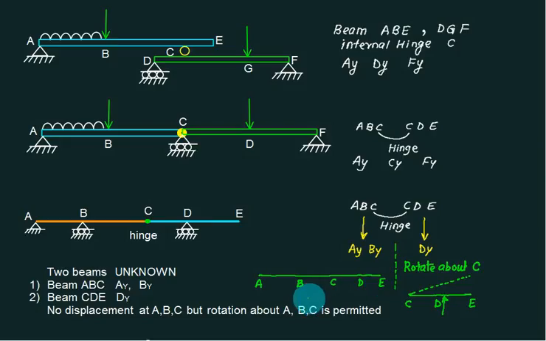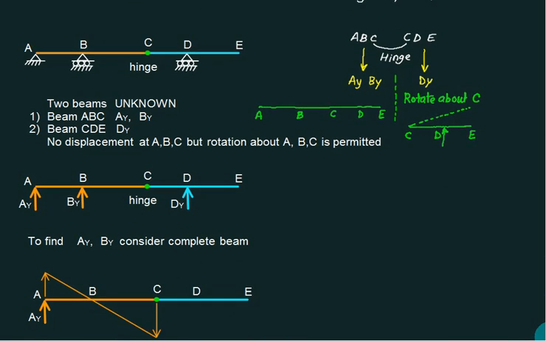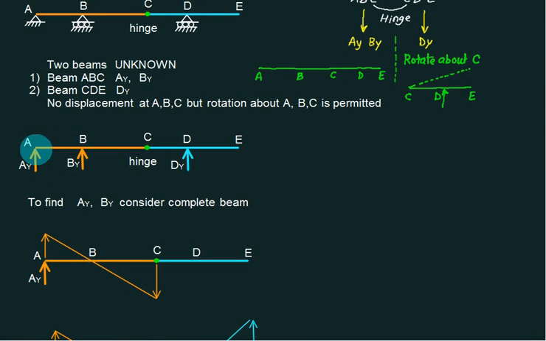Okay. Now when you consider ABC, check here. How many unknowns? One is AY, one is BY and one is DY. To find out AY and BY, you have to consider the complete beam. When you consider the complete beam, you first consider only the AC part. Don't focus on the other part first. So only draw this portion.